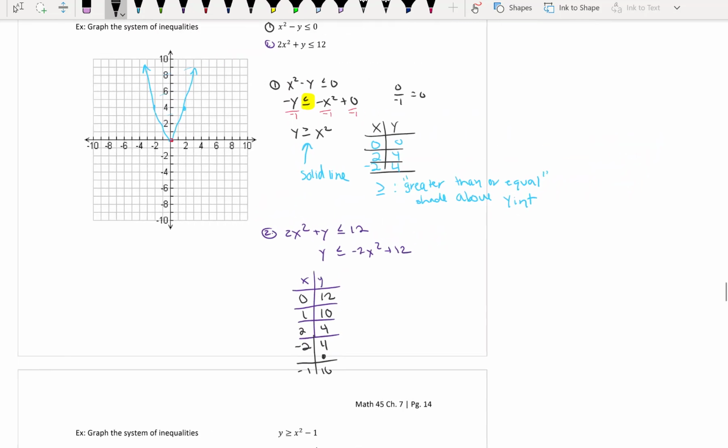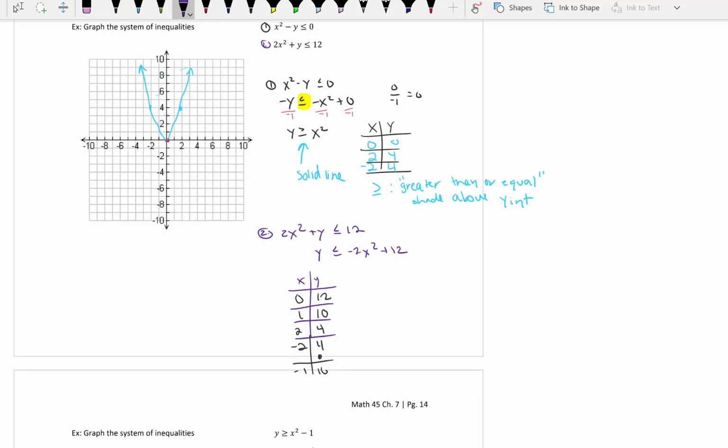So if I were to plot those points, let's see, I have (0, 12), so that's like up here. I have (1, 10), (-1, 10), (2, 4), (-2, 4). So this graph is also a solid line. That's more or less my parabola.